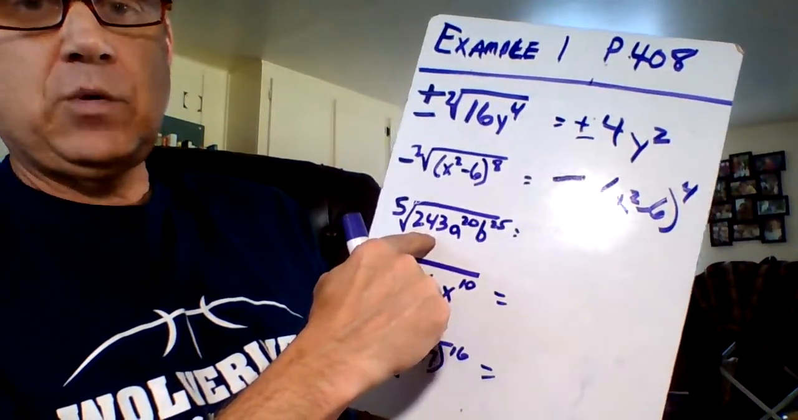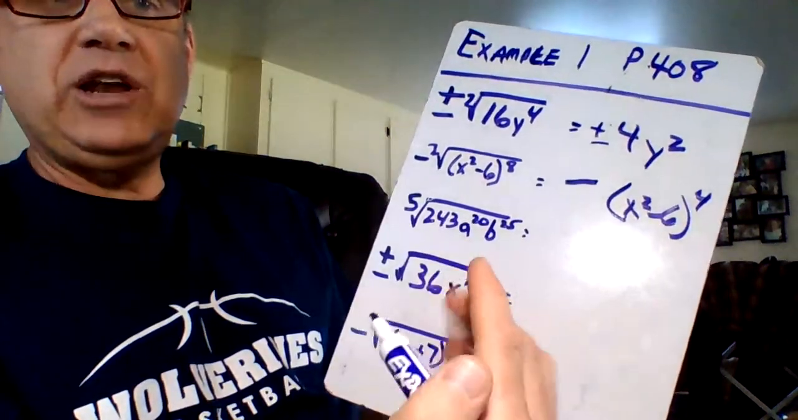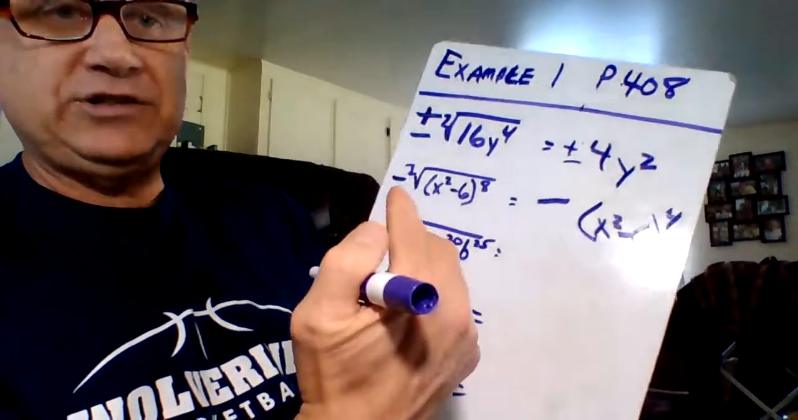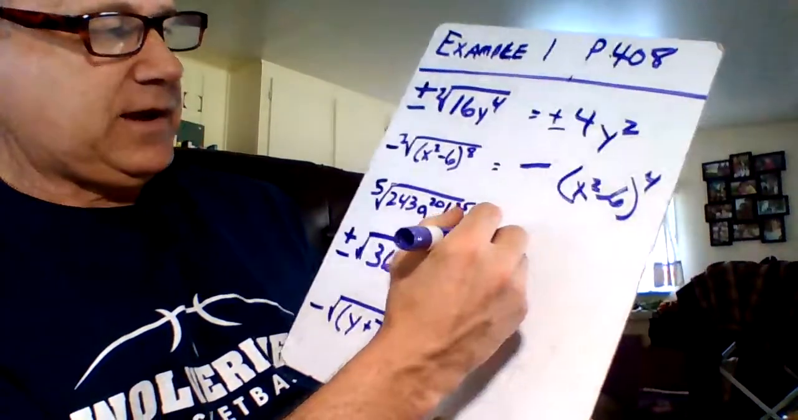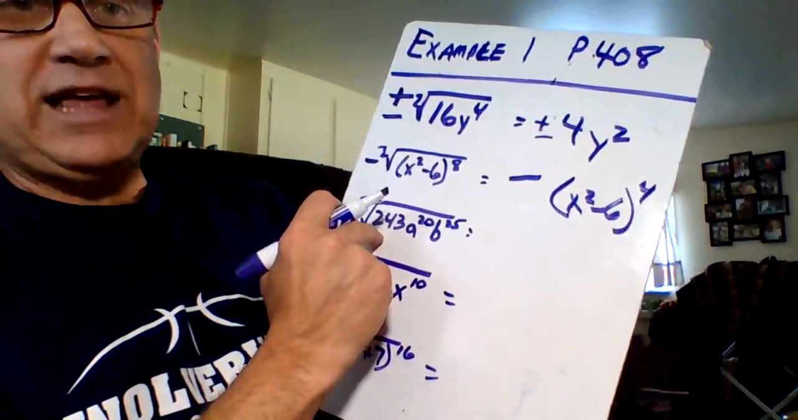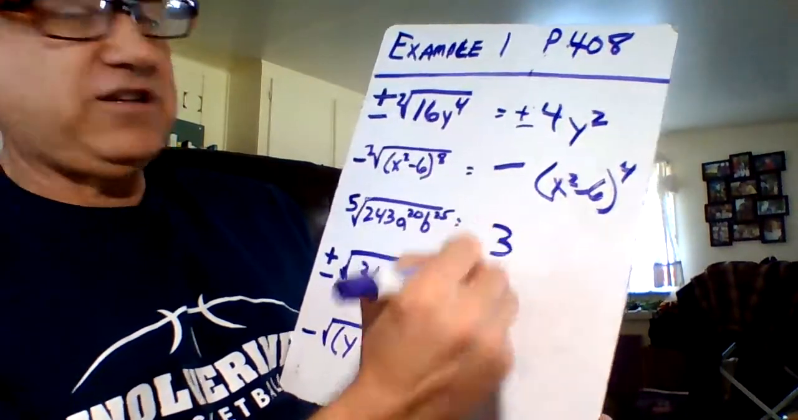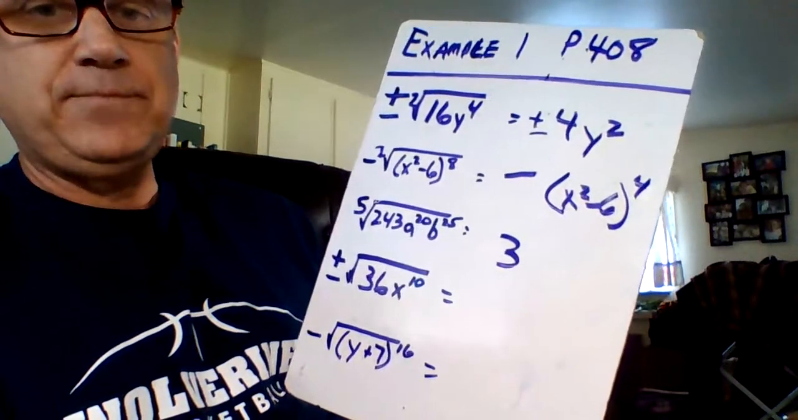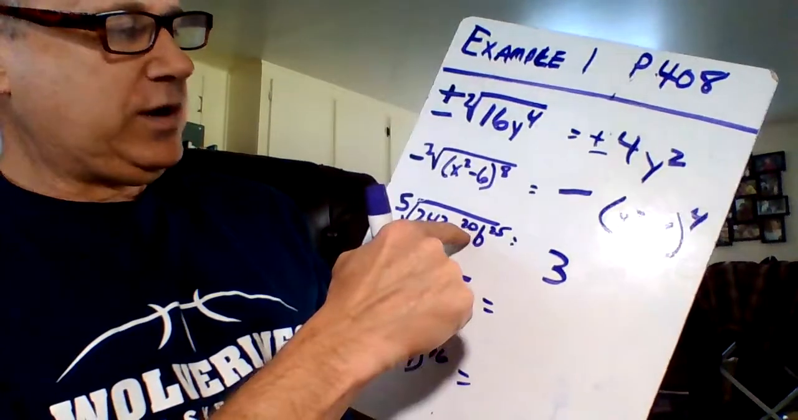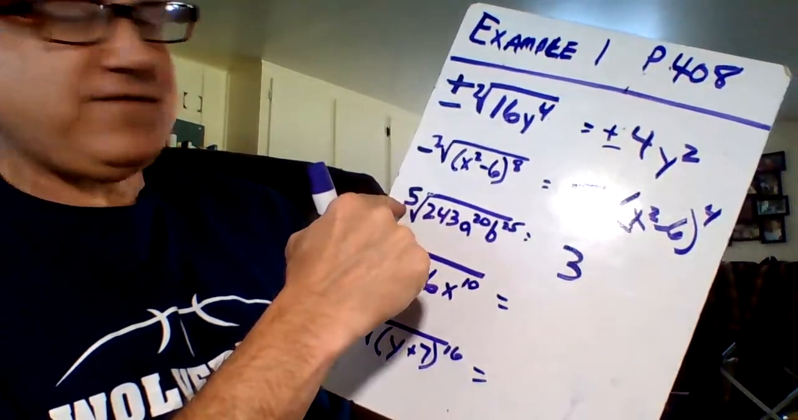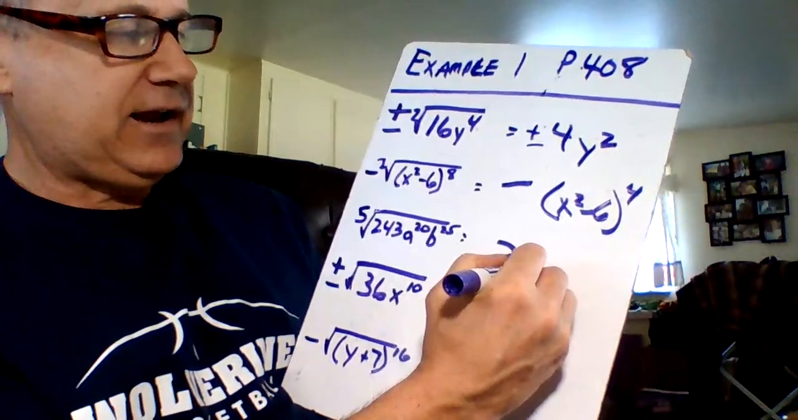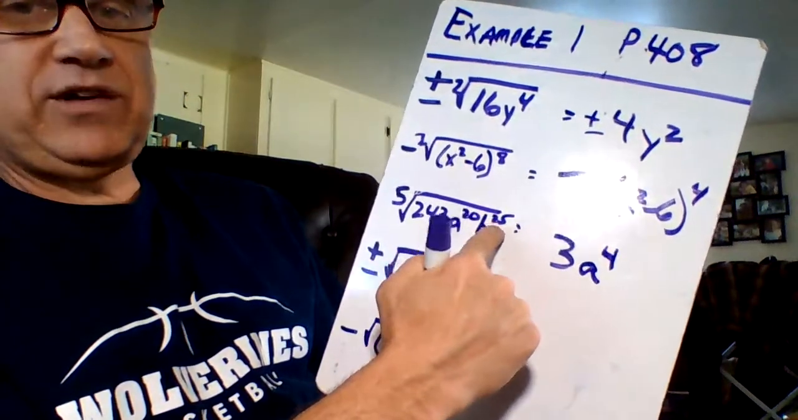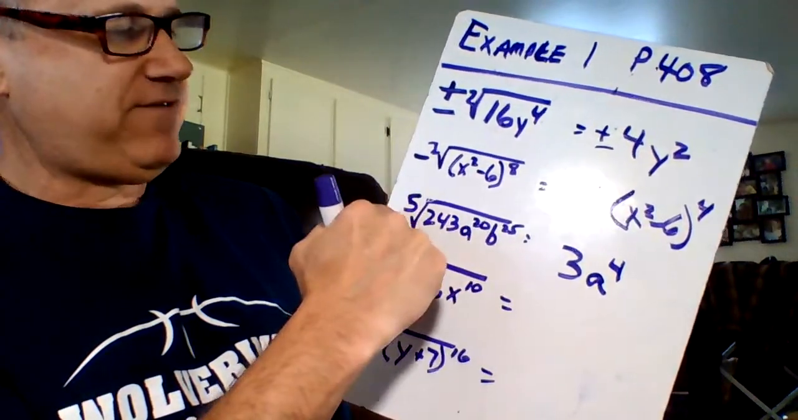243. Well, we know it's going to be an odd number because the 3 is odd, so we know that our answer is going to be odd. Okay? And we come to find out that 3 to the 5th power is 243. From there, we divide 20 by 5. That equals 4, a to the 4th. b to the 25th, we take 25 and divide it by 5.